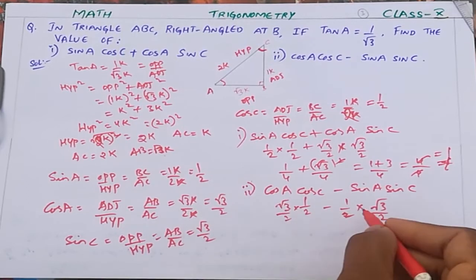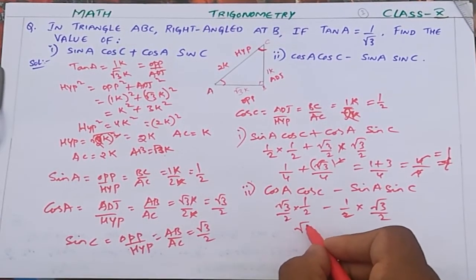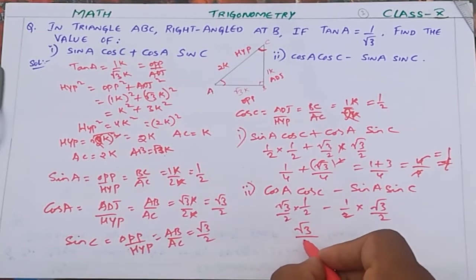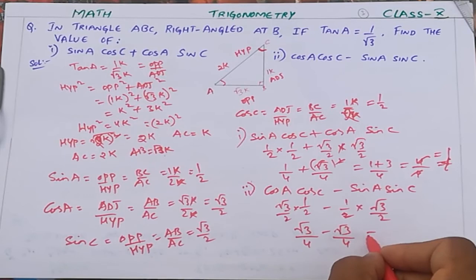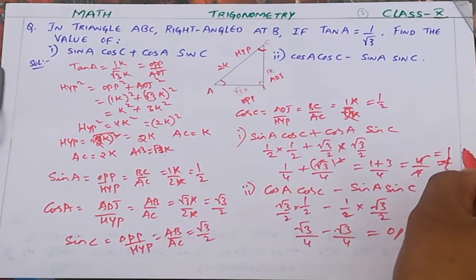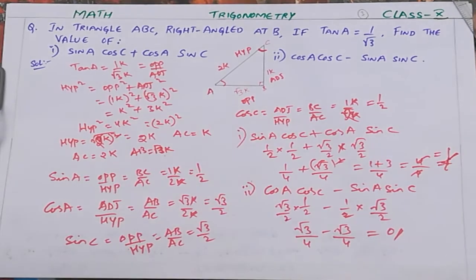Here itself, if you observe, both are the same. We can cancel them directly, even though root 3 into 1 is root 3, by 2 into 2 is 4, minus root 3 into 1 is root 3, by 2 into 2 is 4. We got the same answer, so that is equal to 0. This answer is 1. Second bit answer is 0. So in this way, you need to find out.